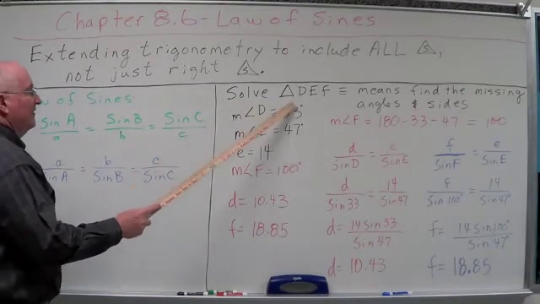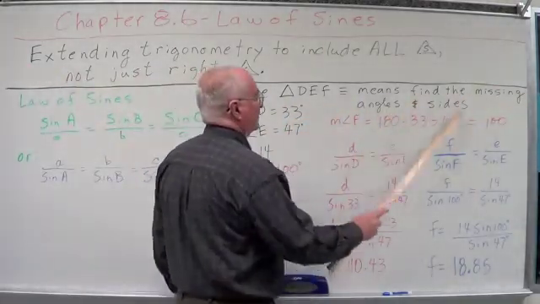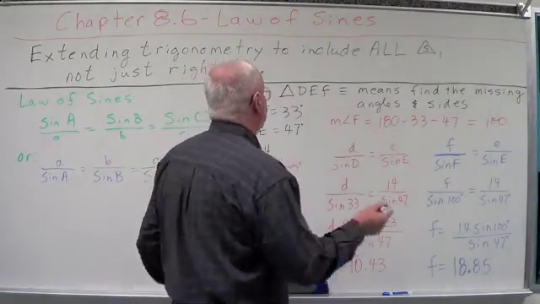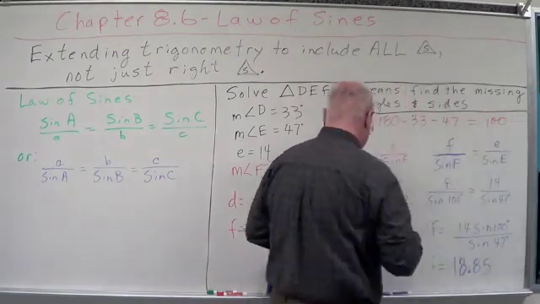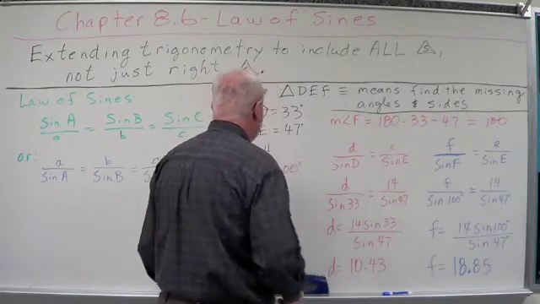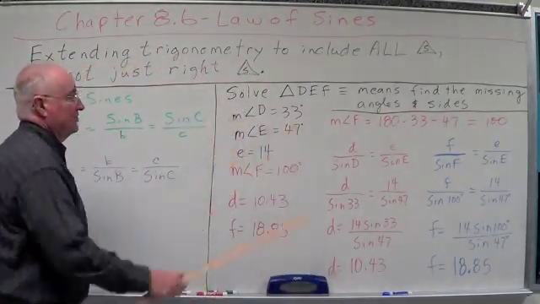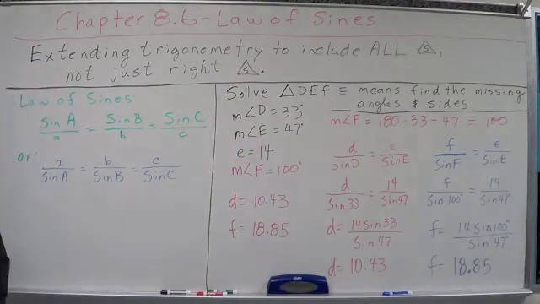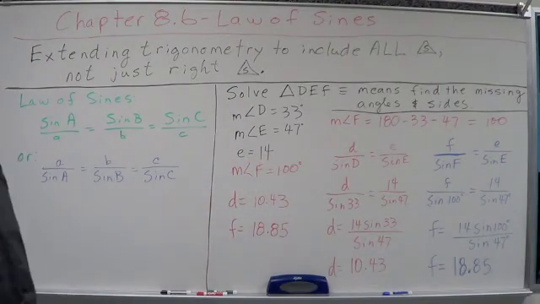Now, we're going to solve triangle DEF. That means find the missing angles and sides. So that's exactly what we're going to do, solve this by finding the missing angles and sides. So what are we given? Well, we're given that the measure of angle D equals 33. We're also given that the measure of angle E equals 47, and that little e is 14.